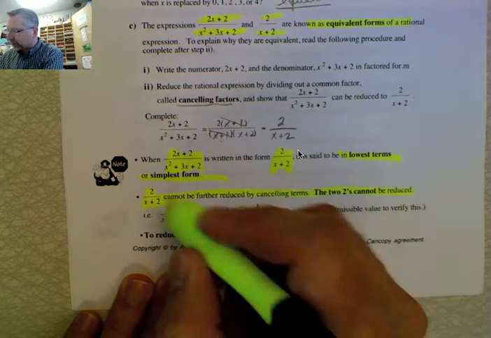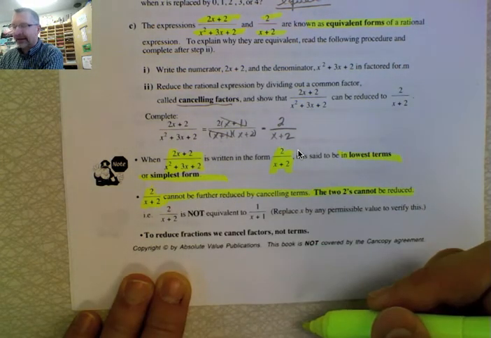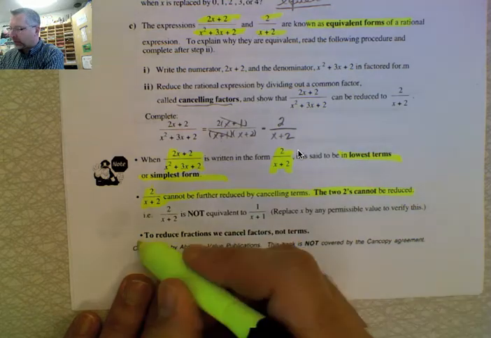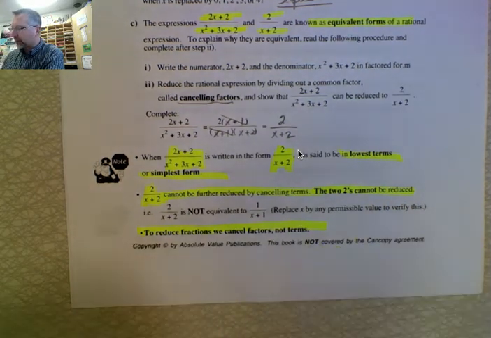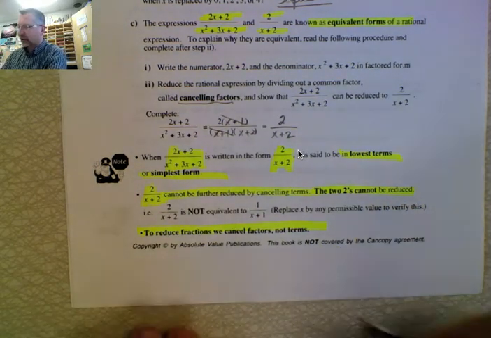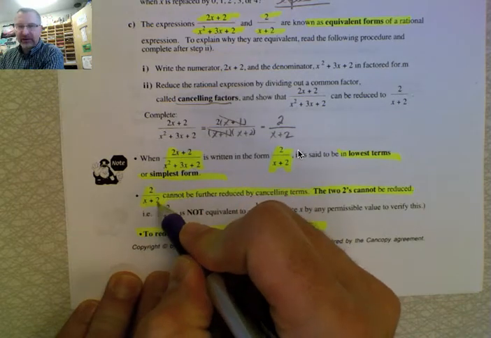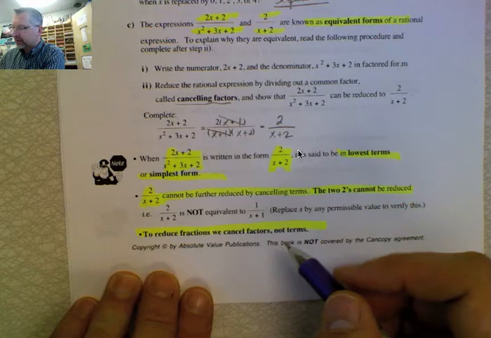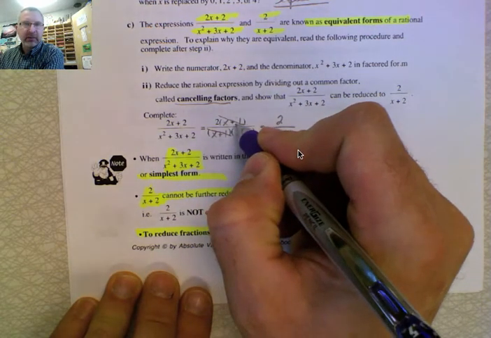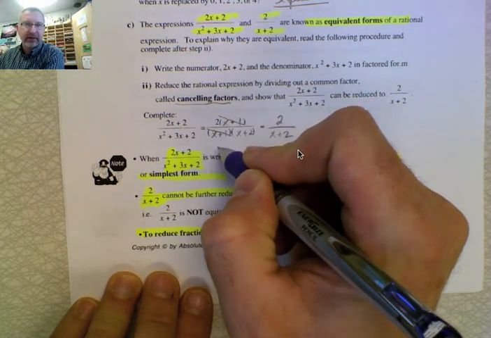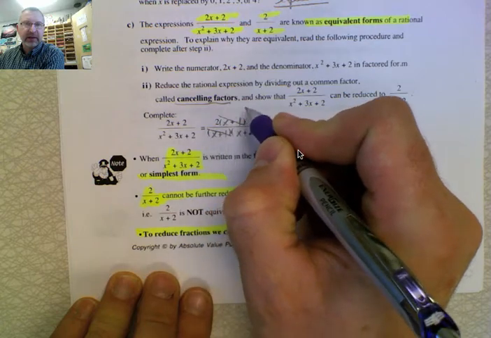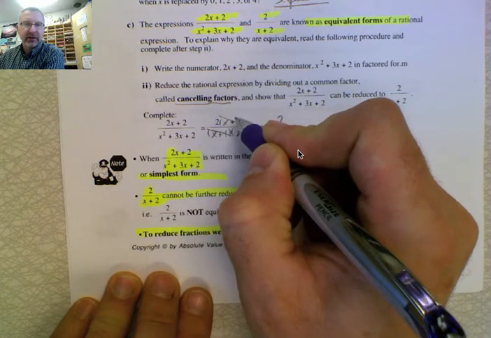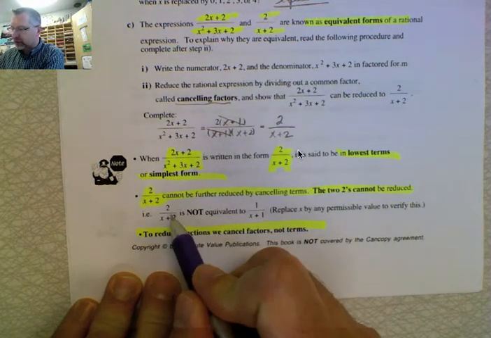The 2's in the numerator and denominator cannot cancel out. What we do is we reduce the fractions by canceling factors, not terms. So the 2, the x, and the 2 are terms. We don't cancel terms, we cancel entire factors. Just like we did up here, x plus 1 is a factor and x plus 1 is a factor. We cancel entire factors. We do not cancel just terms.